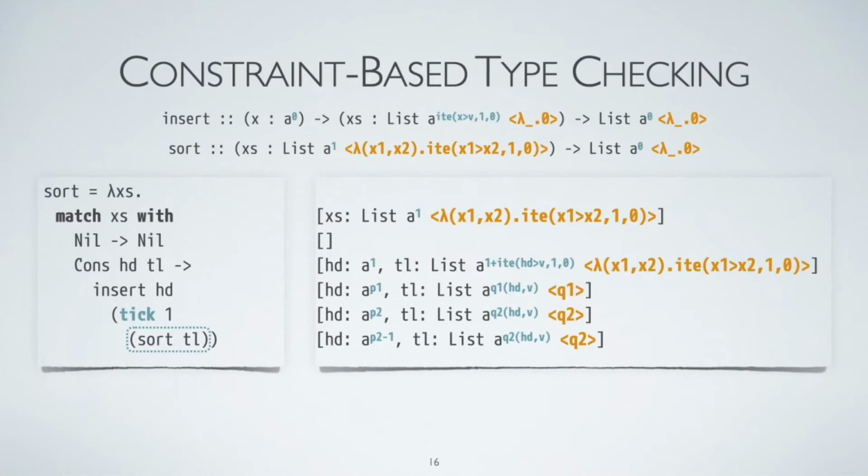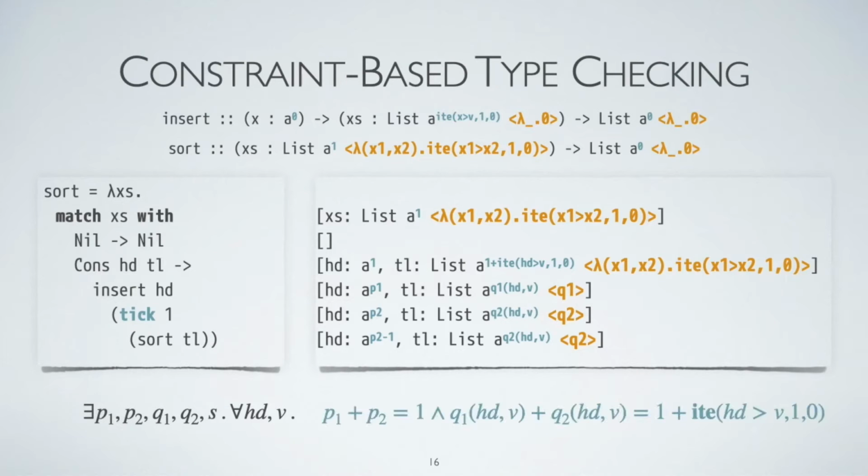Now let's take a look at the constraints generated by our type checker. The constraints assert the existence of P1, P2, Q1, Q2. First of all, there are constraints specifying the potential split. The potential in different parts should sum up to the original potential in the context. Then, for the tick, we need to ensure that the potential is enough to pay for the cost, which means that the potential after the tick is still non-negative.